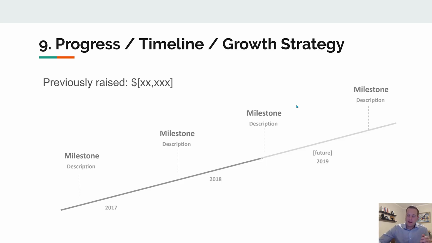All right, slide 9, progress, timeline, growth strategy. What this is trying to illustrate is putting some of those things we've talked about into a timeline that will help you to tell your story. We talked about earlier how important your story really is. This timeline is going to make it easy for the investor to see that. So the timeline may look something like this.